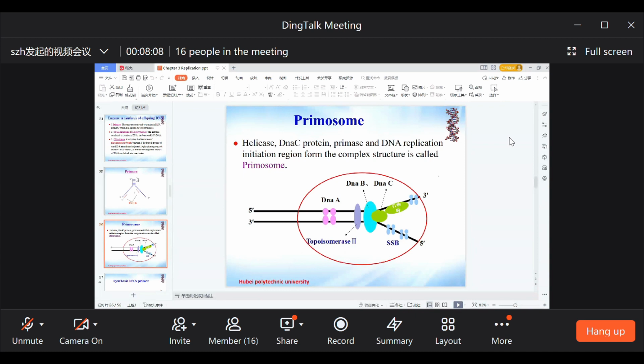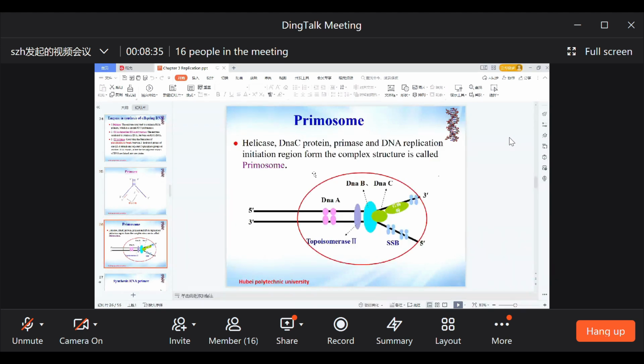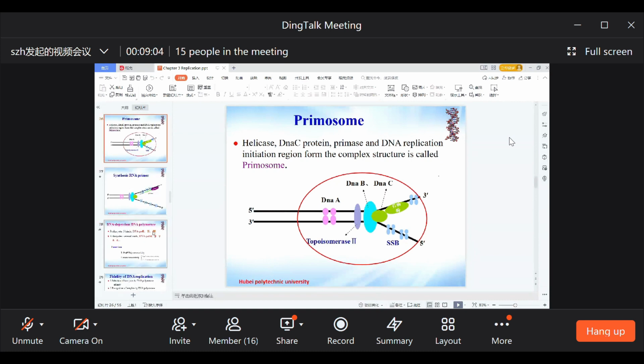The primer, the primase, is in fact a really special RNA polymerase. This part you don't study in middle school. This kind of structure gives the name: this complex structure contains the DNA strand, the helicase and the topoisomerase, all of this together forms the complex structure called the replisome. And another one, how to synthesize the primer.